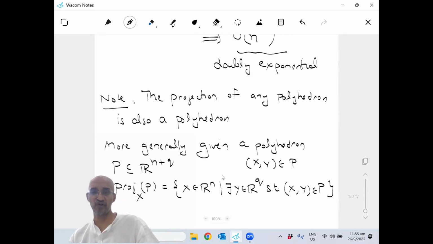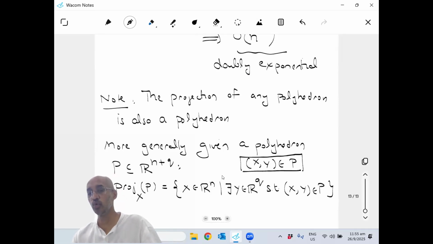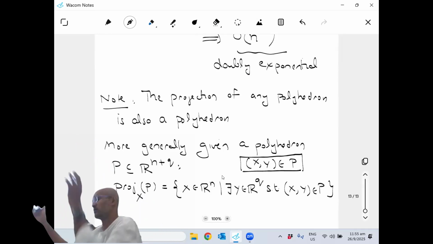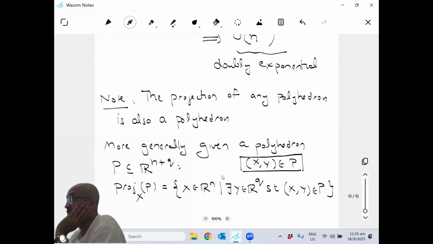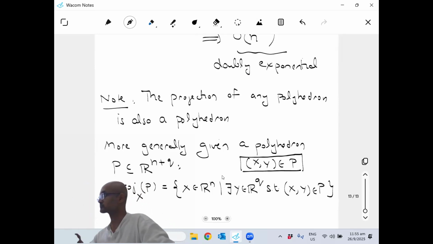This is the definition of a general projection. If I give you a set and I want to find the projection onto a subset of variables, find me all the points x such that for every such point, there exists some point y so that (x, y) lies in the set P. That's the definition of a general projection. I'm defining it not only in one variable, but in many variables.